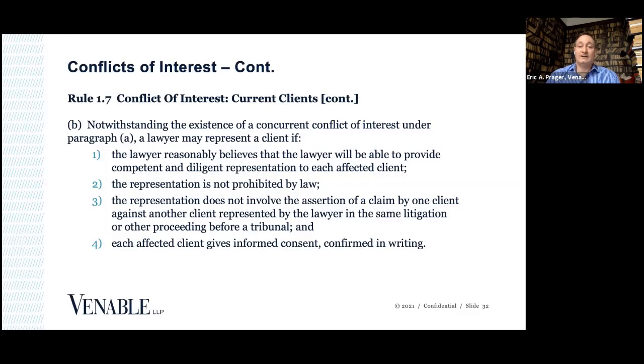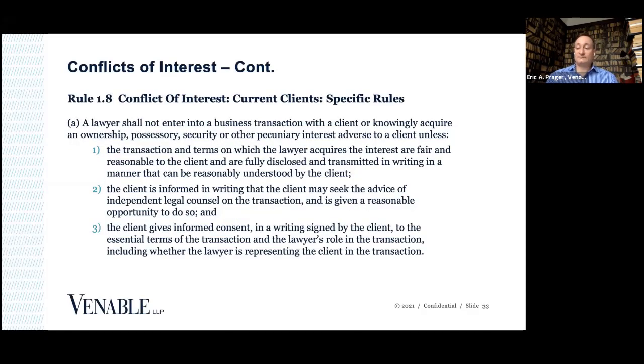confirmed in writing. It can be email, but it does need to be confirmed in writing, and it needs to be informed consent. You need to have provided the client that's giving the waiver, each client, enough information to enable them to give informed consent. So be aware of that when seeking the waiver.